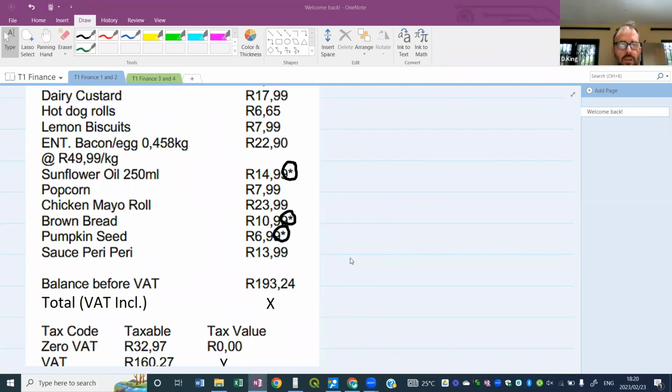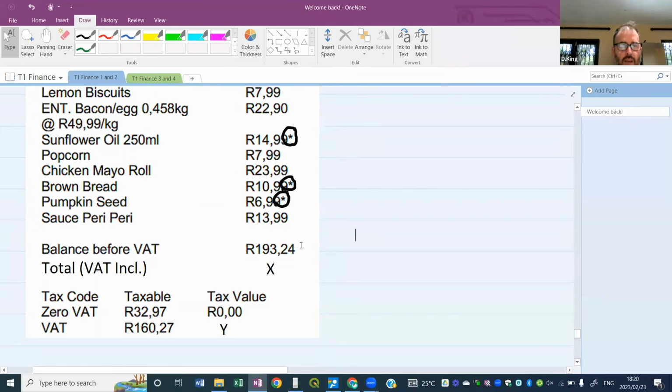At the bottom of this till slip, you can see there is a value for balance before VAT. Over here we've got 193 Rand 24. Now this balance is for absolutely everything on this list, whether it's zero VAT rated, not going to be charged VAT, or VAT included, must be charged VAT. The whole lot costs 193 Rand 24.